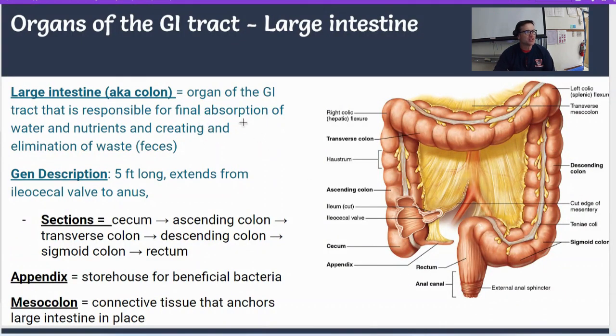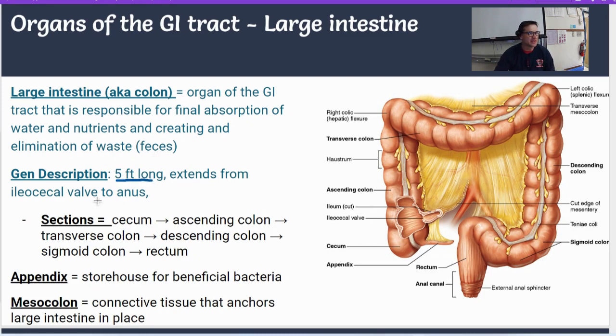go over: the large intestine, also known as the colon. It's the organ of the GI tract that is responsible for final absorption of water and nutrients. Remember, far less occurs here than in the small intestine. Nutrients in creating and the elimination of waste. So it's basically preparing your feces or stool to be excreted from the body. It's about 5 feet long.